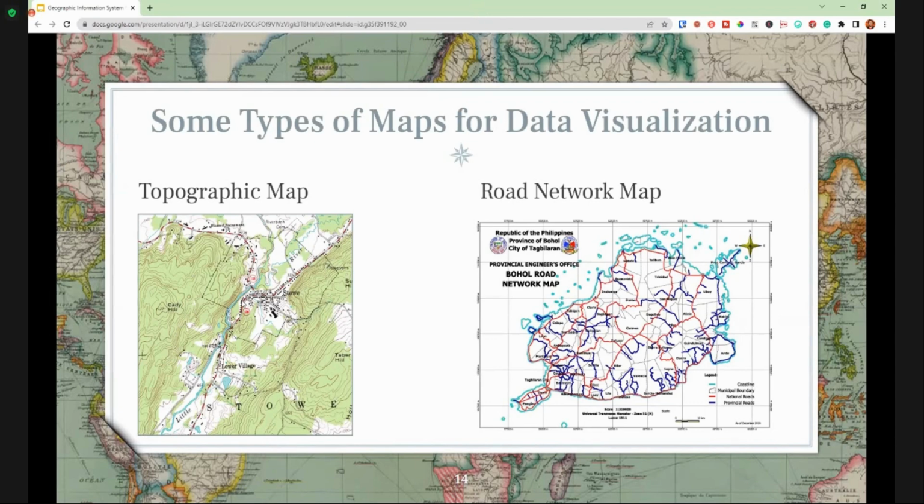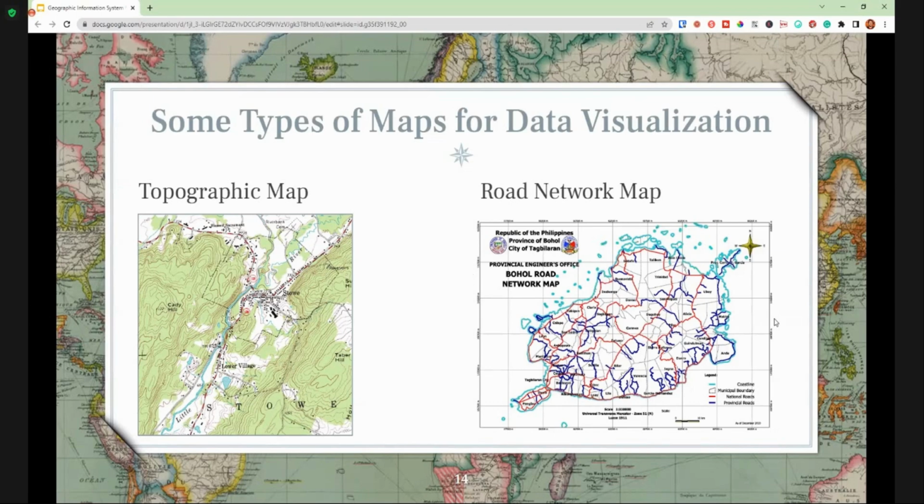So basically, it gives you information of how steep an area would be. So meaning when the lines are closer to each other, it means that most likely the area is mountainous and steeper. Then if the contour lines are far from each other, then most likely a lot of those areas are on flat surface. Okay. And next is a road network map.